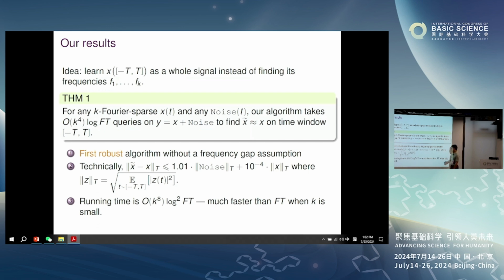And our running time will be quadratic in the number of samples. You can think of this as faster than the naive algorithm of running time, basically f times t, when k is a small constant. Any questions so far? Okay. So this is our main theorem.